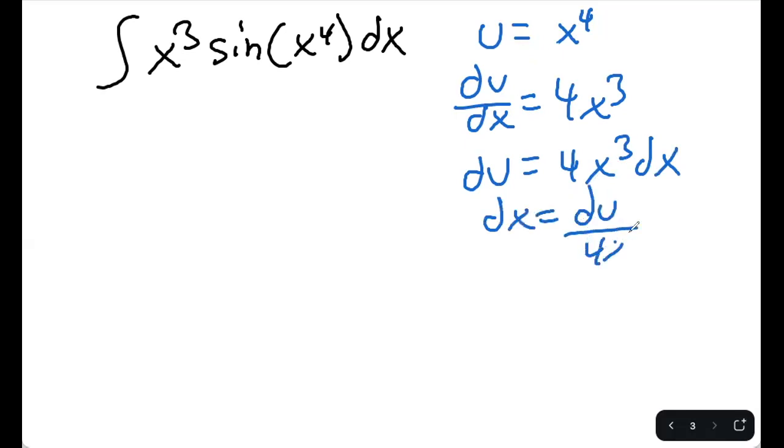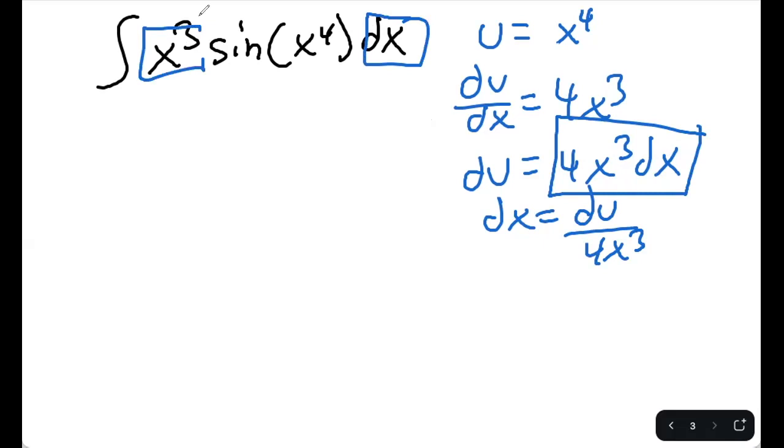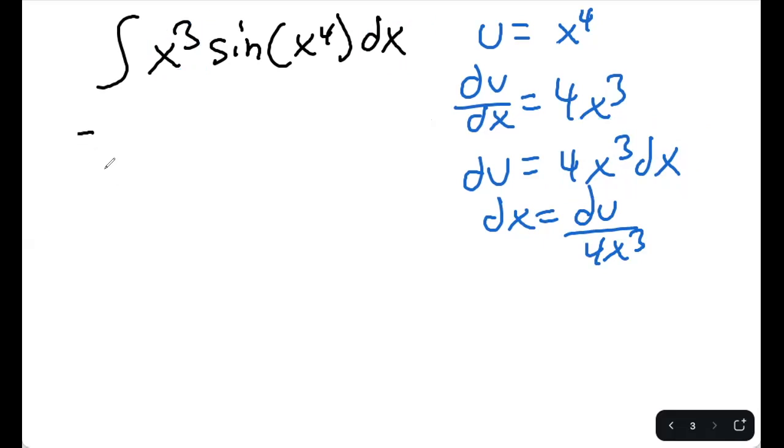Some people don't solve for the dx. They just try to look at this and see it in the integral. I always feel like it's easier just to solve for dx. Anyway, so plug everything in.